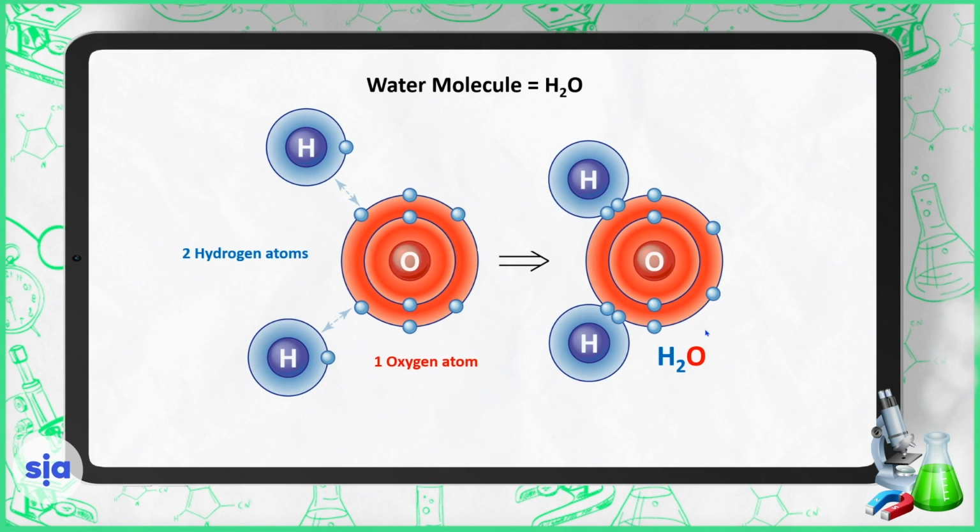Let's see it together. As you can see, this hydrogen atom has only a single electron in the outer shell, and this hydrogen atom is the same. The oxygen atom has 6 electrons in its outer orbit. As I said, hydrogen will share 1 electron with the oxygen. The other hydrogen atom will do the same. And the oxygen atom will also share 1 electron only with each hydrogen atom. So, 8 electrons will be filling the outer orbit of the oxygen, forming a single covalent bond between the hydrogen and the oxygen.